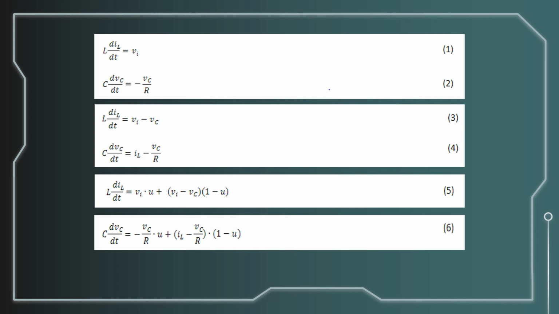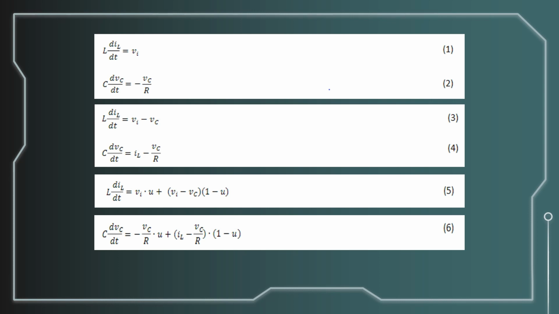Equation 1 is obtained by applying the voltage law in loop 1, and equation 2 is obtained by applying the current law in node 1. So equation 1 indicates that IL is increasing its value, so the inductor is storing energy. Equation 2 indicates VC is decreasing its value, so the capacitor is delivering energy.